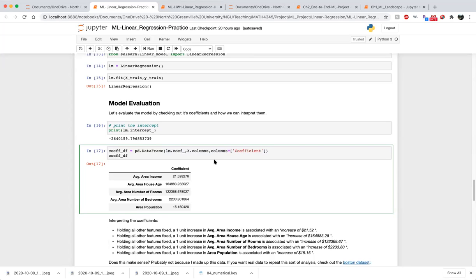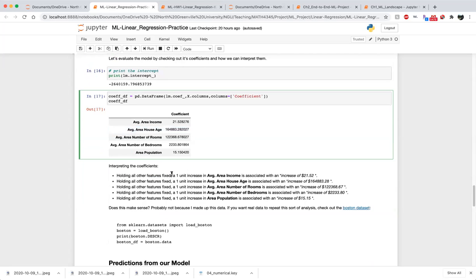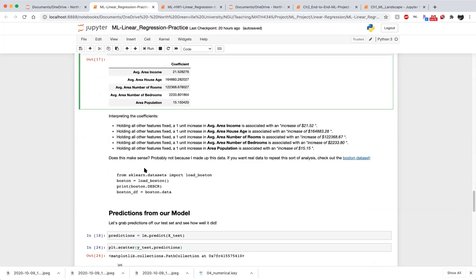So what does that mean? Interpreting the coefficient: holding all other features fixed, a 1 unit increase in average area income is associated with an increase of $21.52. Does this make sense? Probably not, because I made up this data.